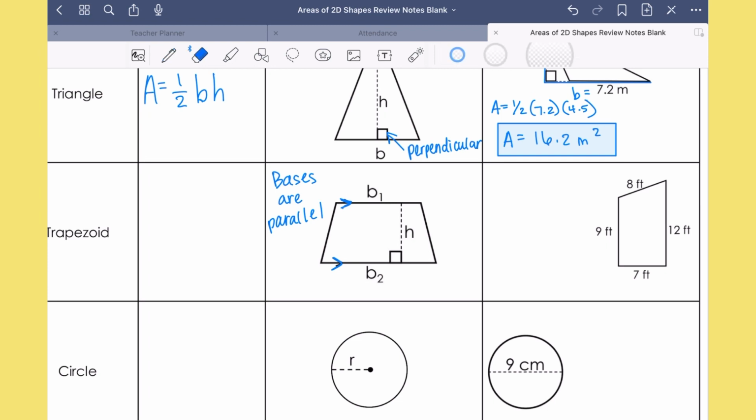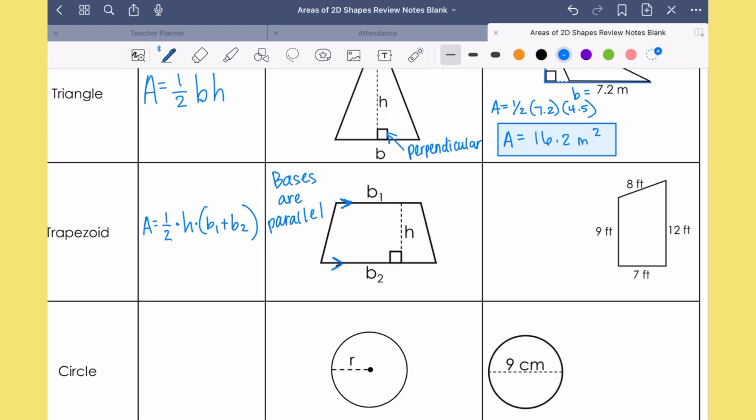So this formula is going to be area equals, don't write too big, 1/2 times the height times the bases added together. So base 1 and base 2 added together is what that formula is, okay?